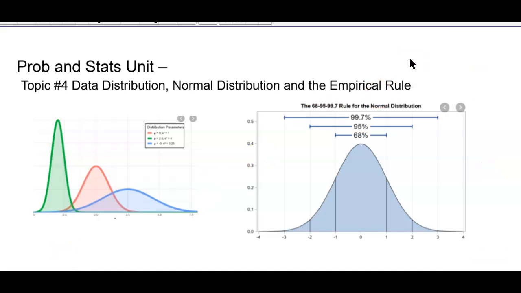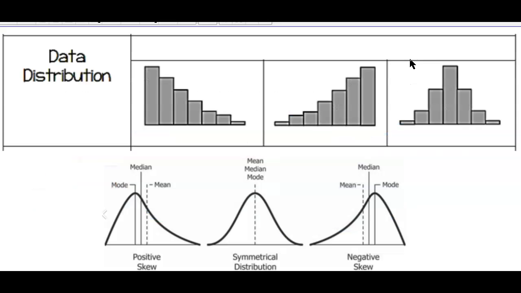All right, guys, the fourth and final topic for the Prob and Stats unit is going to be normal distribution. So we're going to talk about how data is spread and distributed. We're going to use the empirical rule, and then we're going to use our calculator when things don't fall nicely in the empirical rule.